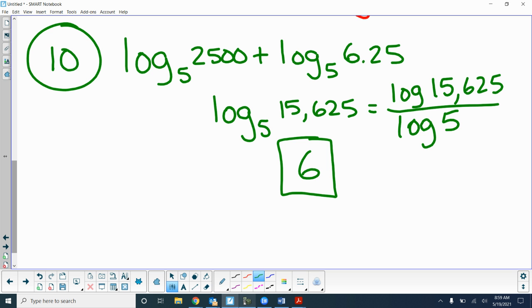Remember, it's multiple choice. Okay? So when it's addition, you have to multiply the two numbers to rewrite it as a single log and then do your change of base formula. If it's subtraction, like number 11, what do we do with them? We divide them. Good.